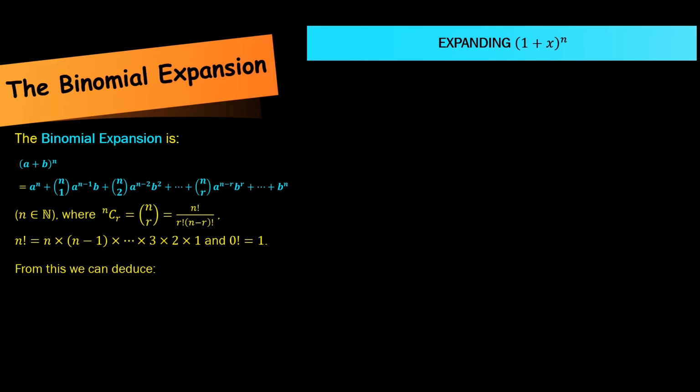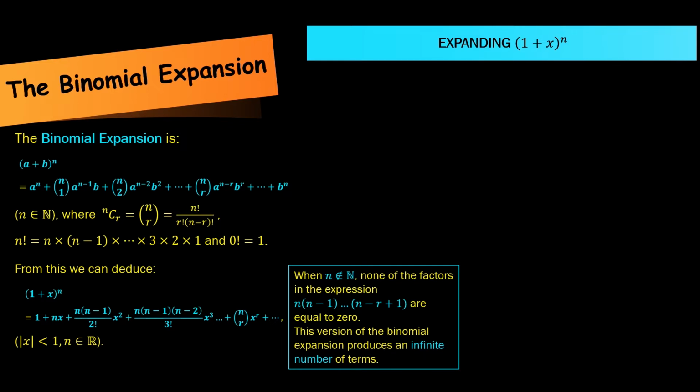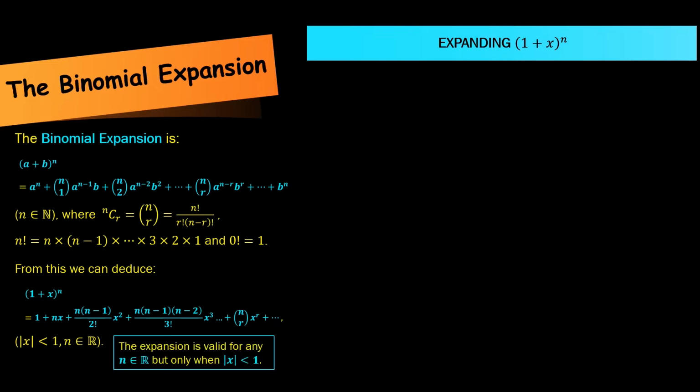From this we can deduce that 1 plus x raised to the power n is equal to the expression you can see on your screen. Here, mod x is less than 1 and n is in the real numbers. When n is not a natural number, none of the factors in the expression n times n minus 1 times all the way down to n minus r plus 1 are equal to 0. This version of the binomial expansion produces an infinite number of terms. The expansion is valid for any n in the real numbers, but only when mod x is less than 1.